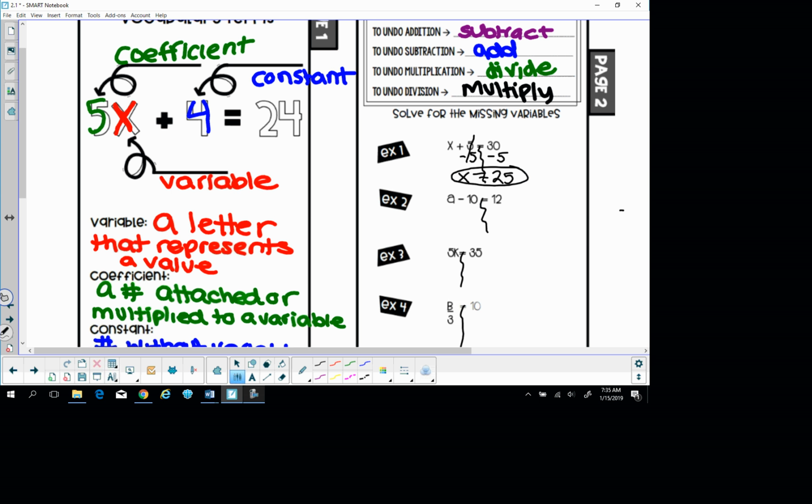What about right here? What's the opposite of subtracting 10? Add 10. So we do it to both sides of the equal sign. And I end up getting A equals 22.